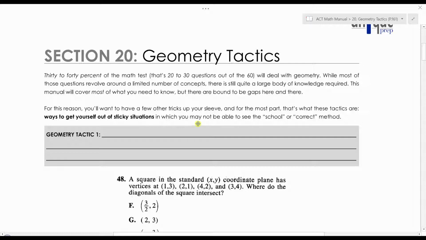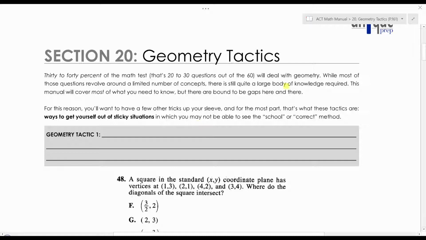And then the last reason is that ACT does like to combine a lot of geometry concepts in a single question. You may see a question that tests the XY coordinate plane and circles and triangles and tangents, and there might be 4 or 5 concepts all mixed together that can make seeing what ACT is testing quite difficult.